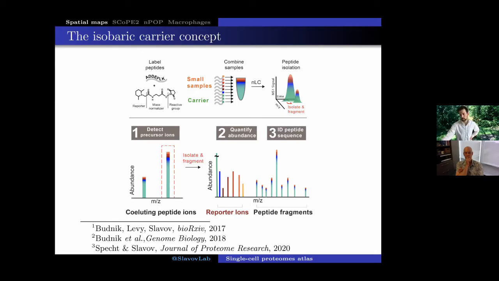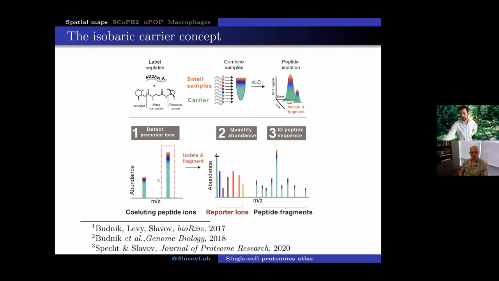Upon fragmentation, of course, the reporter ions from the isobaric tags are released, which can be used for quantifying the abundance of the proteins across the different small samples, while the peptide fragments allow us to determine the peptide sequence. And what is very useful in this context is that the peptide fragments come not only from the small samples, but some of them come from the carrier material, and since we selected the same peptide, they should be the same peptide fragments. And this allows us to detect more peptide fragments and enhances our ability to determine peptide sequences.